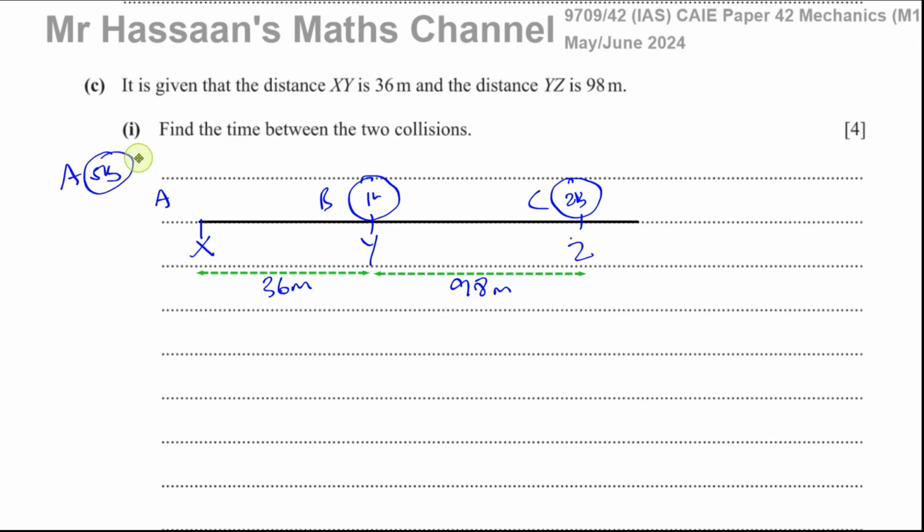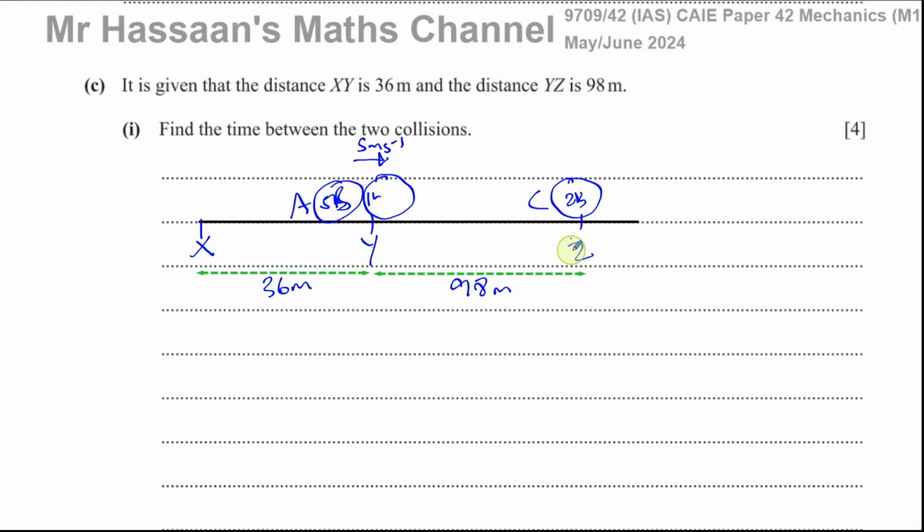Okay, so the first collision took place when A hit B. Okay, so the time between the two collisions. So A hits B at Y first. Okay, and then what happens is this continues on and C's starting off. So basically what happens after A hits B, after A hits B, this is moving at a speed of 5 meters per second.